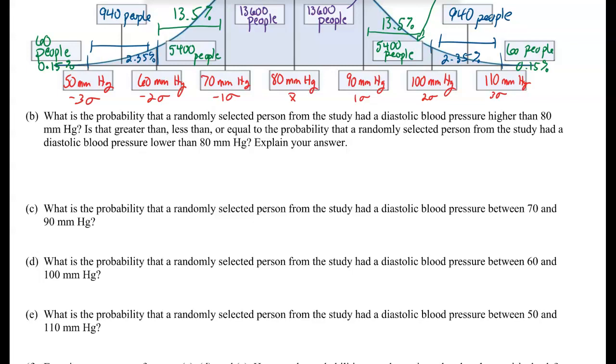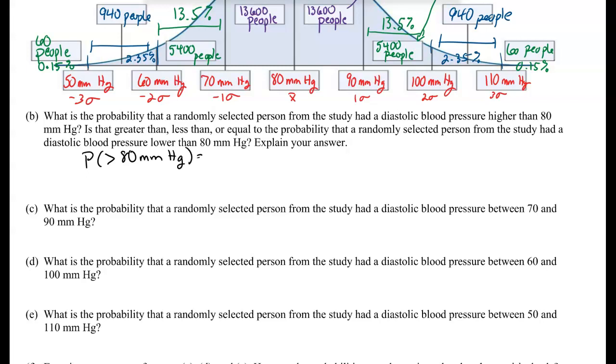Now notice they ask for probability, but if we understand percentages, it's really simple. It says, what is the probability that a randomly selected person from the study had a diastolic blood pressure higher than 80 millimeters of mercury? Is this greater than, less than, or equal to the probability that a randomly selected person from the study had a diastolic blood pressure lower than 80 millimeters of mercury? Explain your answer. Well, guys, let's use our probability notation. So we're looking, what's the probability that I'm going to have a blood pressure greater than 80 millimeters of mercury?